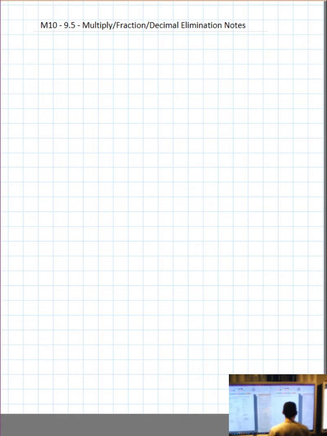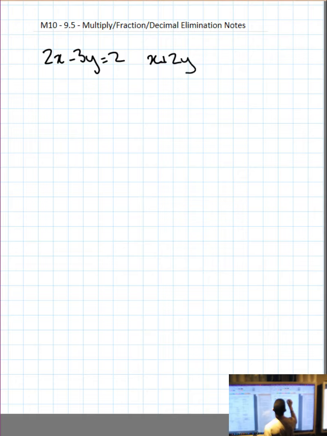Okay, in the last two sections of elimination, we looked at if the variables are already lined up, and you can eliminate by adding or subtracting a variable, do so, or you have to line up the variables. So let's do this one. 2x minus 3y equals 2. And off to the right, x plus 2y equals 8.